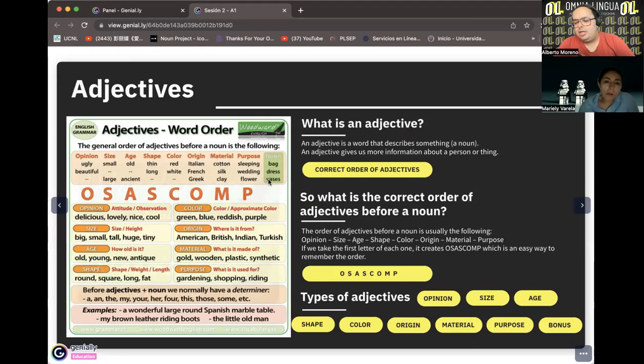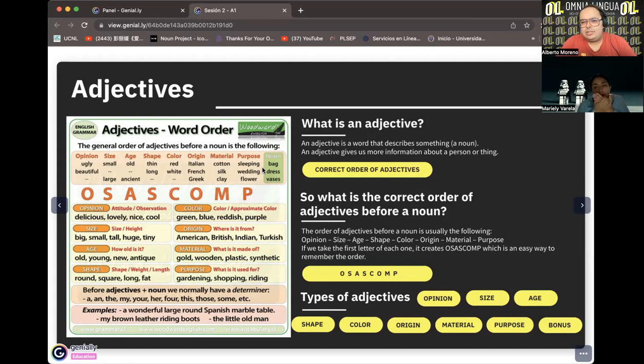Y bueno, tenemos los comodines. Tenemos la categoría extra que es número, que siempre va antes de opinión, y el comodín que es condición, que yo te recomiendo lo pongas siempre aquí, antes de la edad. Okay. Pero las categorías básicas son estas: opinión hasta propósito.